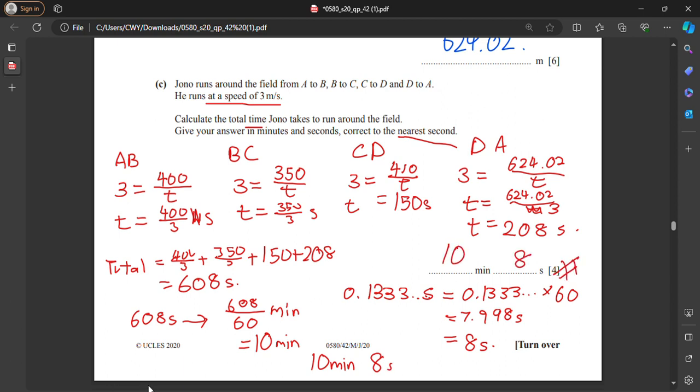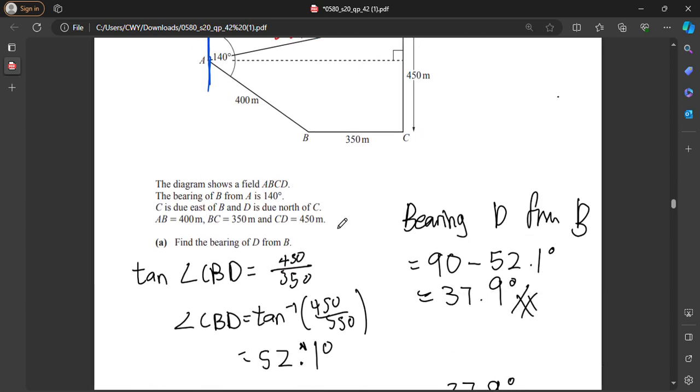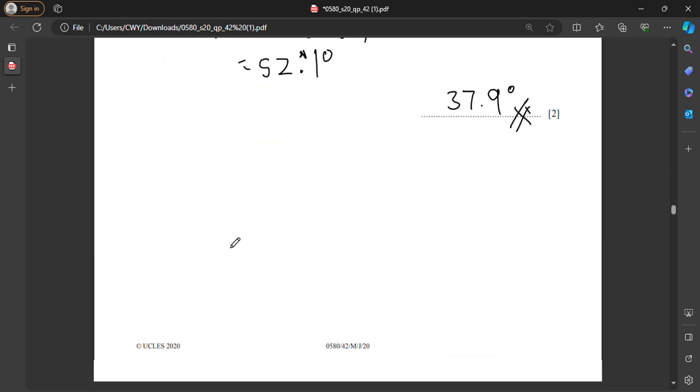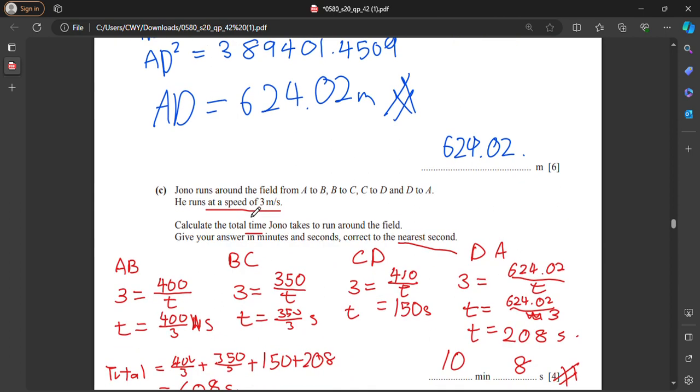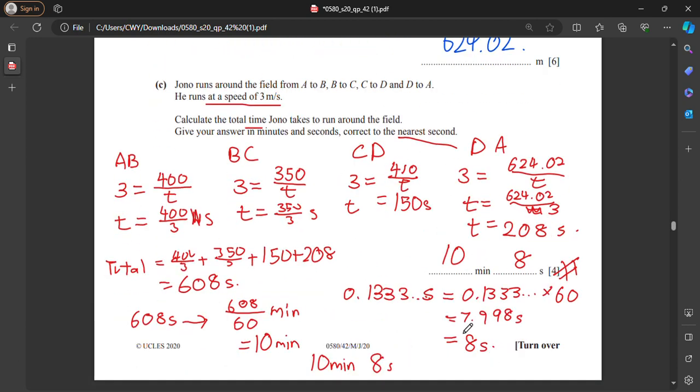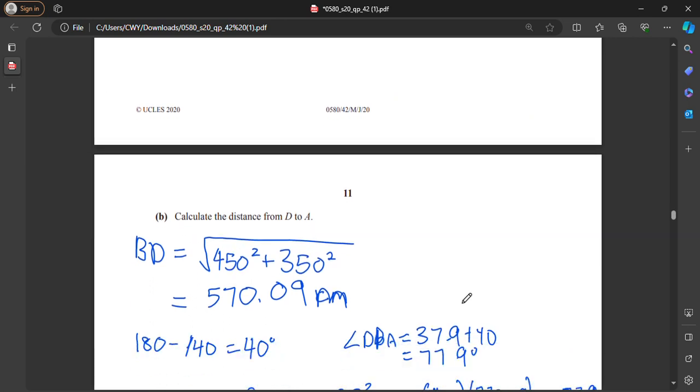Alright, so let me just give a quick preview. It will ask you to calculate something, a bearing, because this is a bearing question, and after that you might have to use the sine rule or the cosine rule, so you have to know both of them. Sometimes you will be asked for the area, but this time it didn't. And lastly, this time it asks for the speed. So total marks you can get here is 12 marks. Let me just put up the mark scheme real quick.